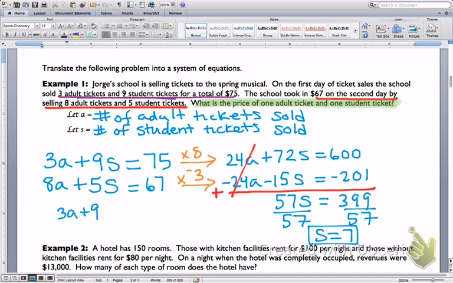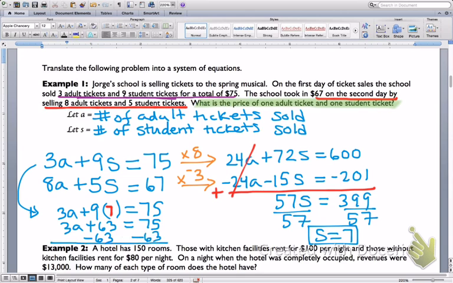3A plus 9 times S equals 75. And as a reminder, we are using the top equation. I'm going to plug in the number 7 for S, and I'm just going to start solving from here. So 3A plus 63 equal to 75. I'm going to subtract 63 on both sides, and I get 3A. These cancel. 75 minus 63 is 12. Divide both sides by 3, and my A value is going to be 4.